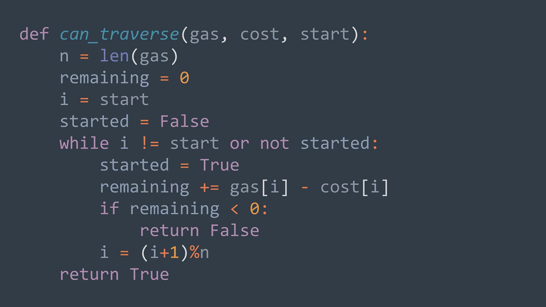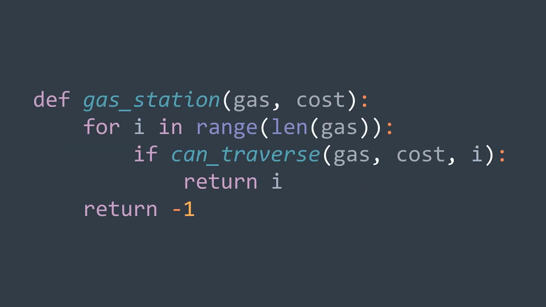Now in our main solution function, we just try the function we made on each station as we did in the example, and we return the actual station as soon as the function returns true. And if the function fails with all stations, we return -1.